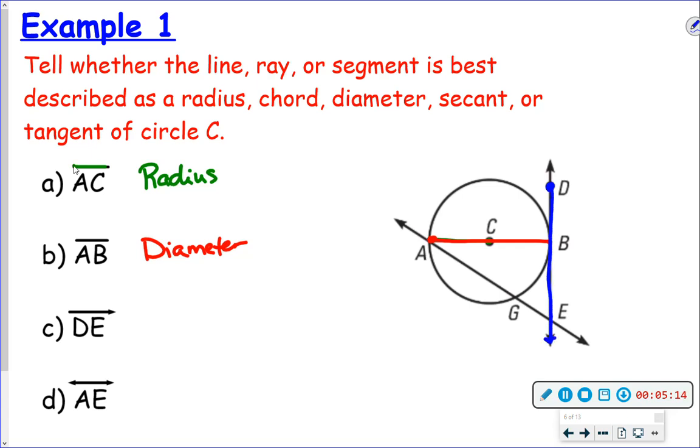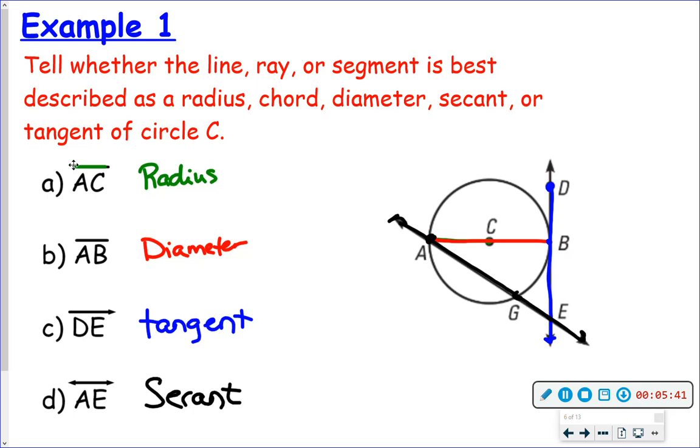Ray DE touches the circle in one point. If it touches, it's tangent. T, T: touches, tangent. And then the last one, letter D, line AE. So the line touches the circle in 2 points. If we touch in 2 points, that is a secant. So we're just identifying the different pieces, the different vocabulary, the different parts of the circle.